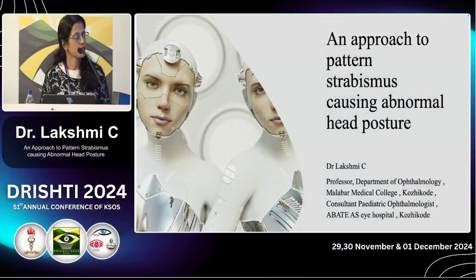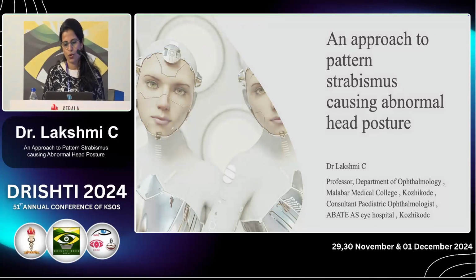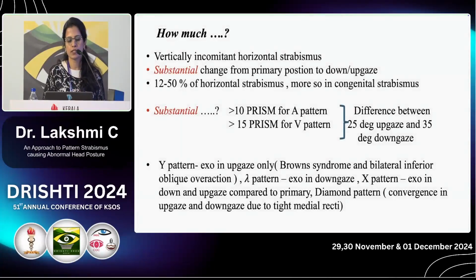Okay, thank you, Dr. Neena. I'll be dealing with head posture caused due to pattern strabismus. Before going to the head posture, just a briefing on pattern strabismus. So what is pattern strabismus? It's a vertically incomitant horizontal strabismus with a substantial difference between down gaze and up gaze.